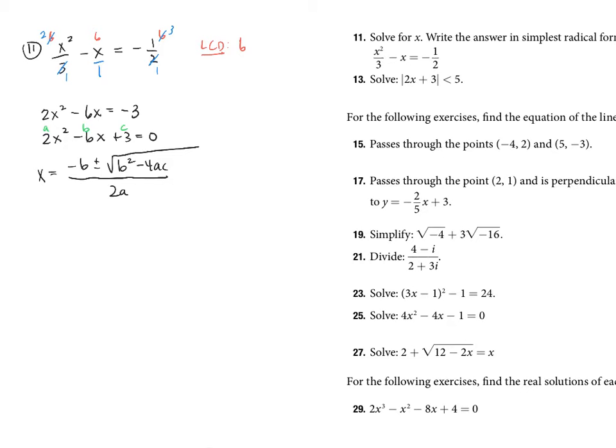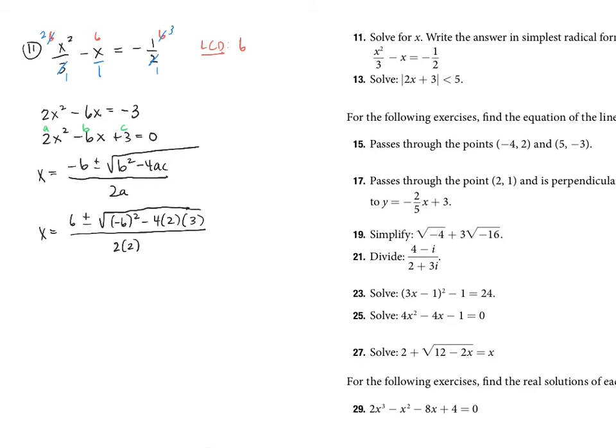So now we're going to plug stuff in. x will be the opposite of b. b is negative 6, so the opposite of that is positive 6. Plus or minus the square root of b squared, so that's negative 6 squared, minus 4 times a, which is 2, times c, which is 3, all over 2 times a, which is 2.